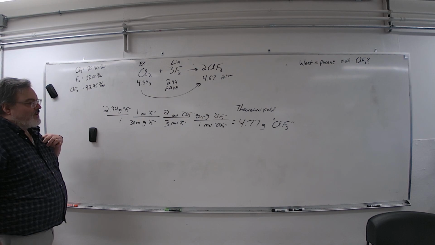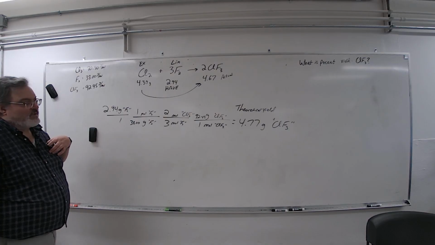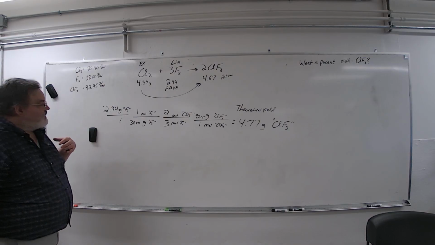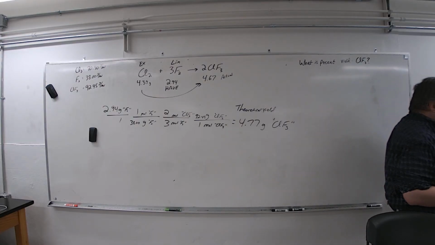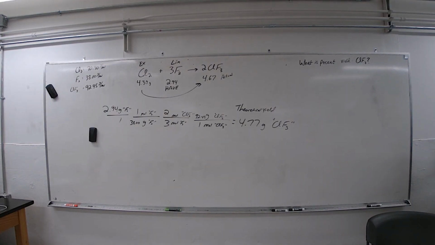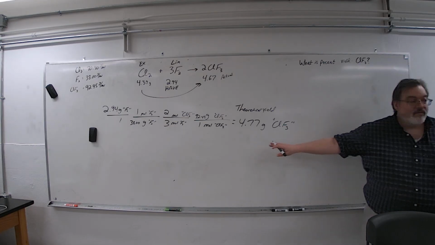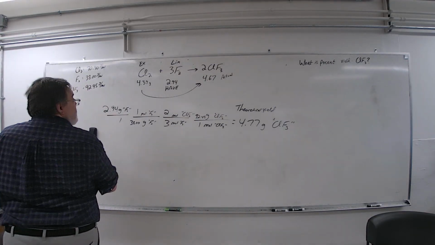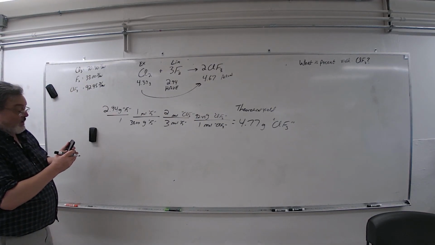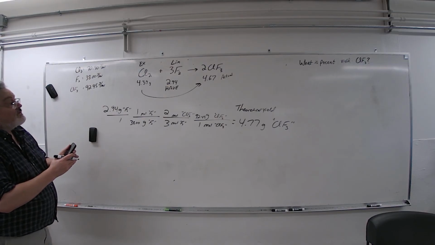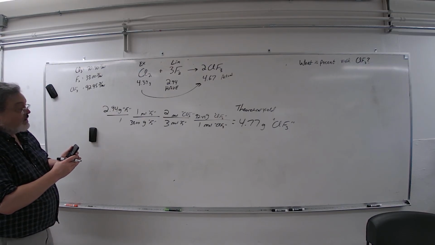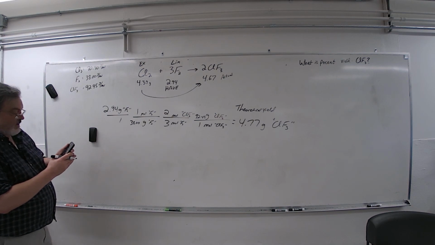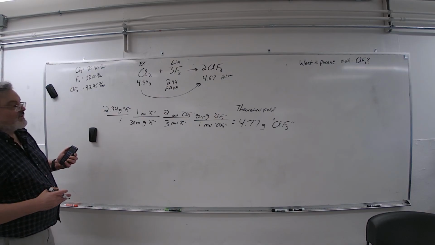Did I do that right? Anybody follow along there? Yes, we do. All right. This is going to be a little more than the actual yield, which I wonder if I did that on purpose. 4.67. Did you get 4.77? Let's double check the setup. Let's make sure. 2.94 times two of those. 4.77.